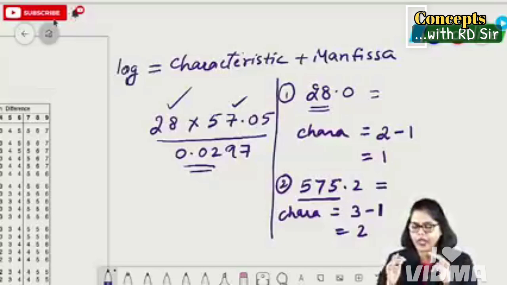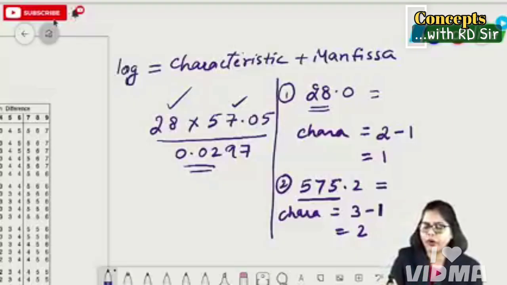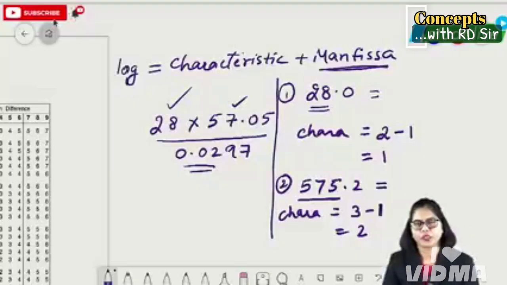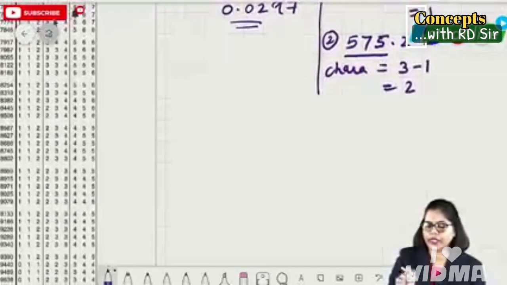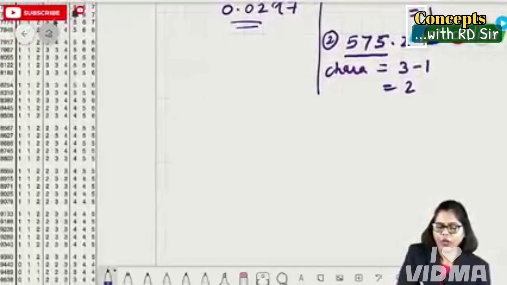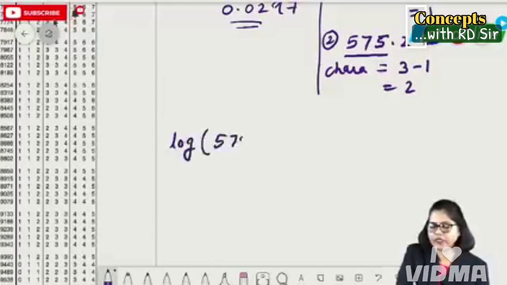Right students? After learning this, we are going to see the table for the mantissa. So you have understood two things. The characteristic we find using this rule, and for the mantissa we check the log table. Now let us see that part. So here I am going to find the log of 575.2, which is what we are going to learn here.